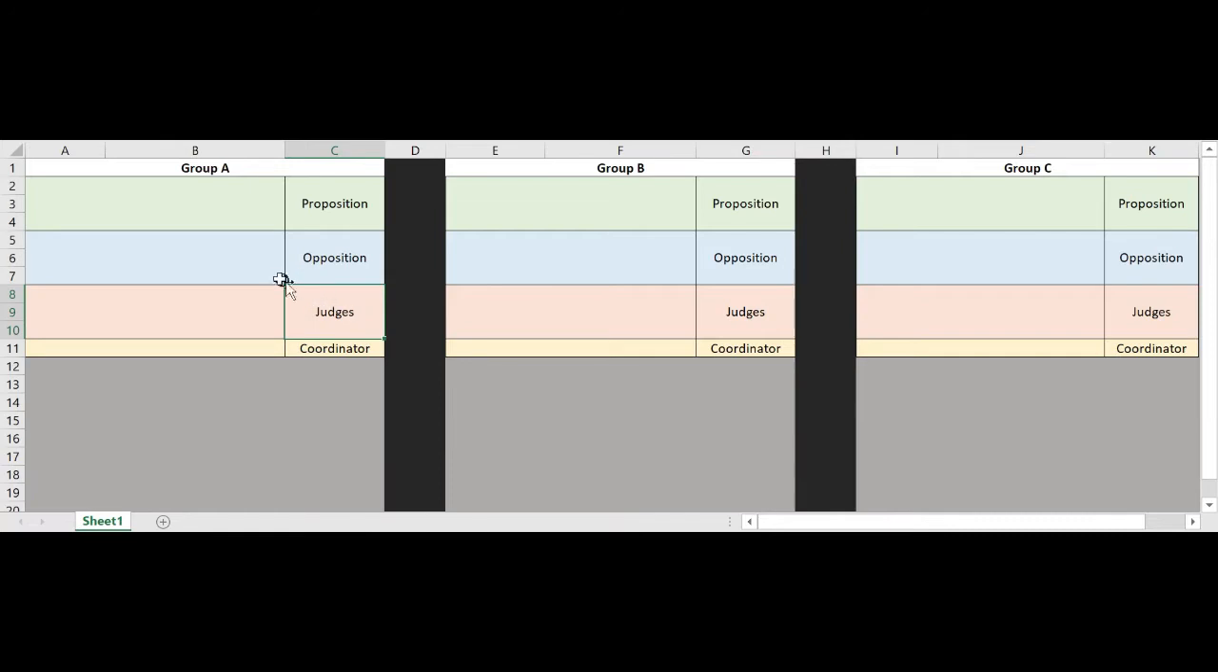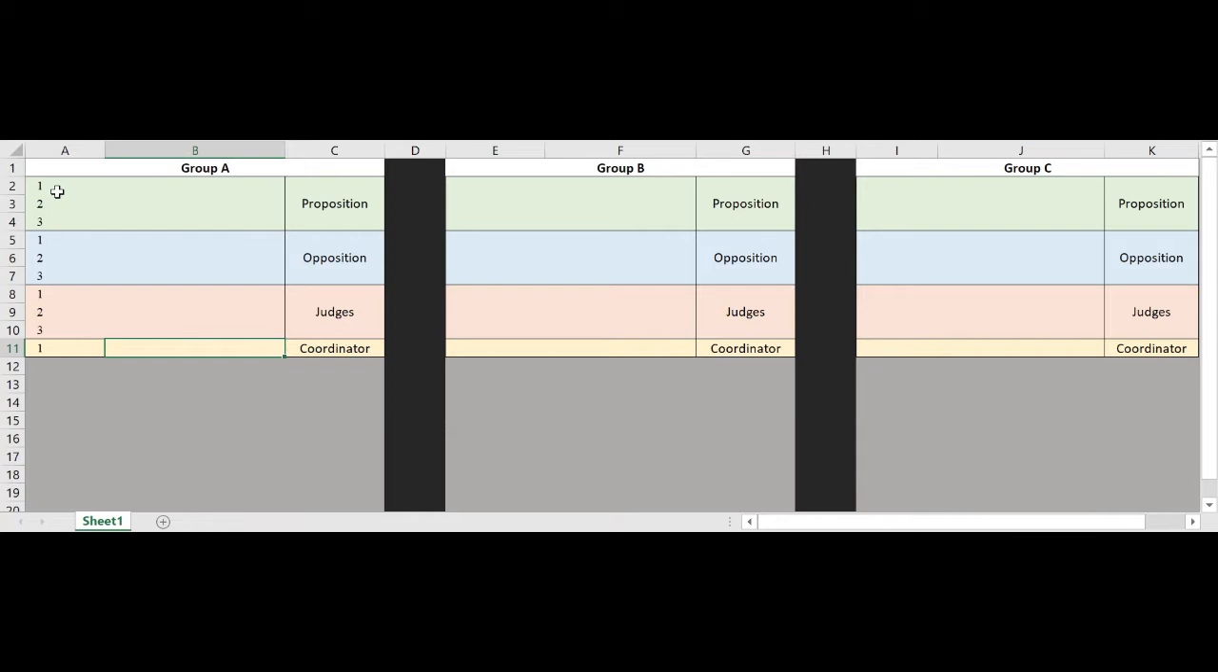For a class that lacks members, we might have only the ones who take the proposition, the opposition, and a judge. On each side, usually we have 3 proposition speakers, another 3 to speak in the opposition, and we might also need another 3 judges. The remaining students will take the role of coordinator.